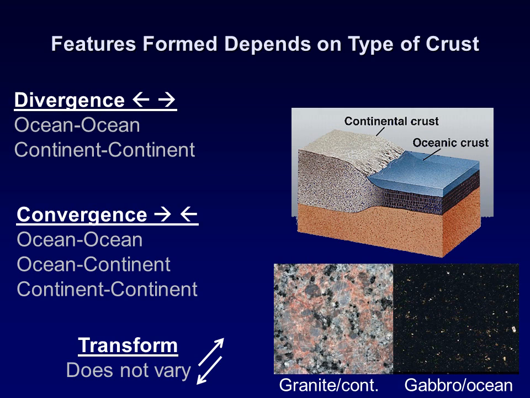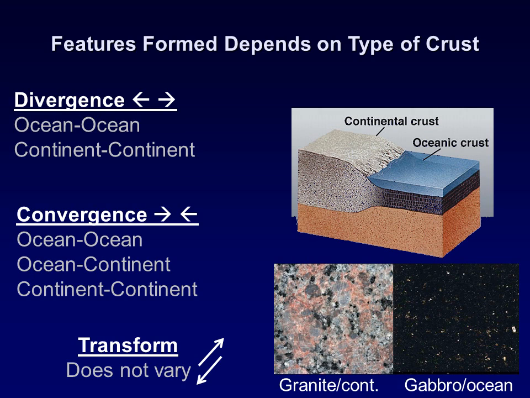At an ocean-continent convergent boundary, the oceanic plate is more dense, so it's going to subduct below the continental crust. And in that case, we end up getting a volcanic mountain range or a volcanic mountain belt at that subduction zone.